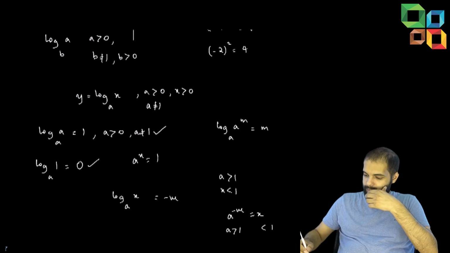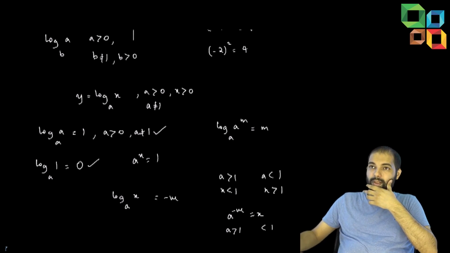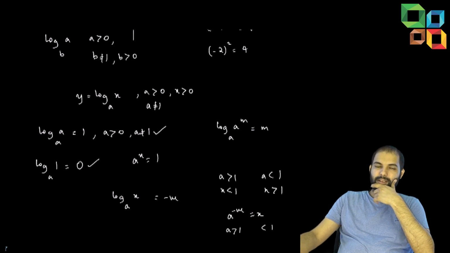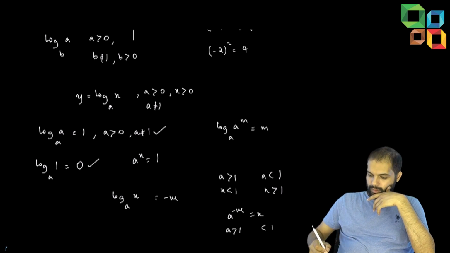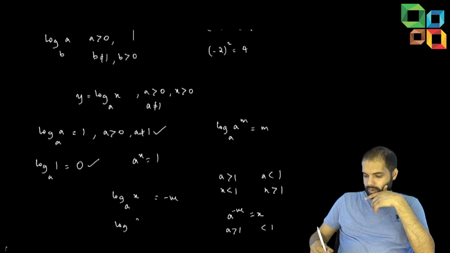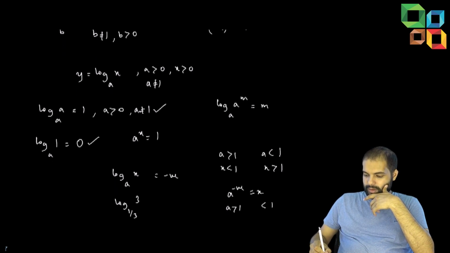A is less than 1 and x is greater than 1. This is also true, actually. This is a little difficult for others to analyze, right? Take one example, log 3 to the base 1 by 3. Yes, this is true. What is this equal to? You can write this as 3 power minus 1. So that time it will be 1 by 3.